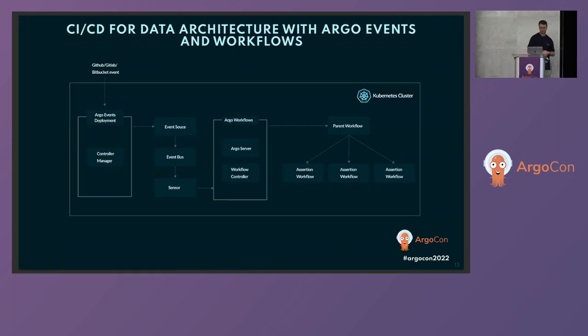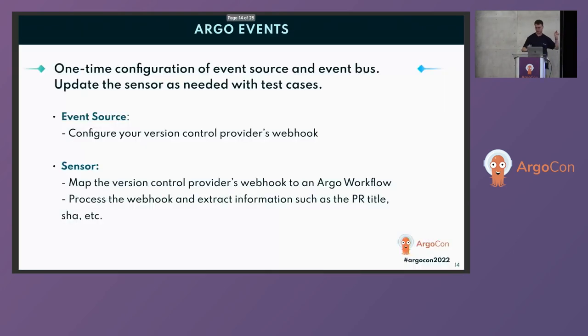Here's a quick architecture diagram that I don't have too much time to talk about, but you can see that I'm taking a GitHub, in this case, pull request event. The Argo Events deployment is set up with an event source to read the webhook payload, loaded onto the event bus, and then the sensor is going to spin up a parent Argo workflow that is going to be cloning down the repo, applying the workflow template, and then spinning up three assertion workflows to run that template. And I'll get into why we're doing it in the multiple workflow setup rather than just doing it in one big workflow in two slides.